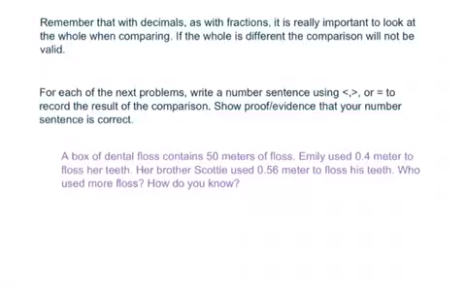Here's the first one. A box of dental floss contains 50 meters of floss. Emily used 4/10 of a meter to floss her teeth. Her brother Scotty used 56 hundredths meter to floss his teeth. Who used more floss, and how do you know? When you have that figured out, come on back.